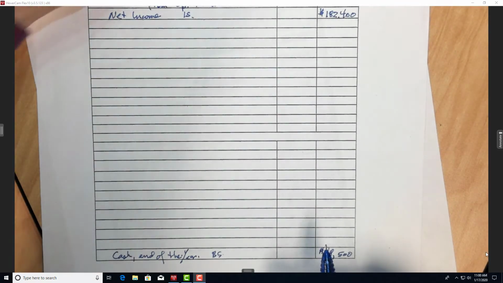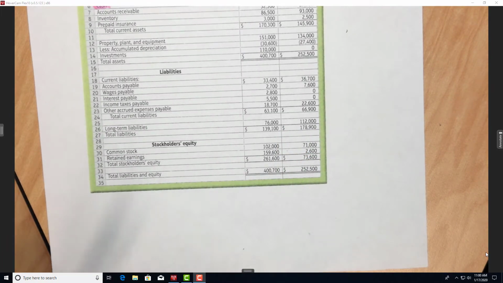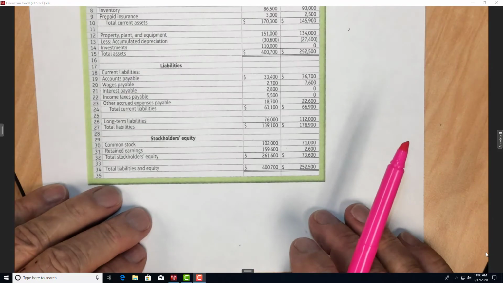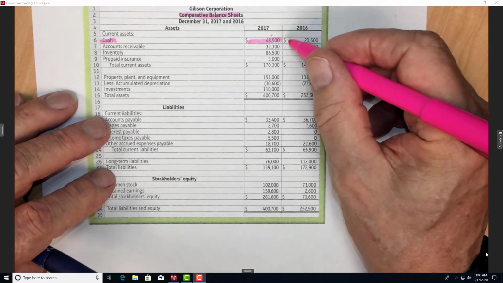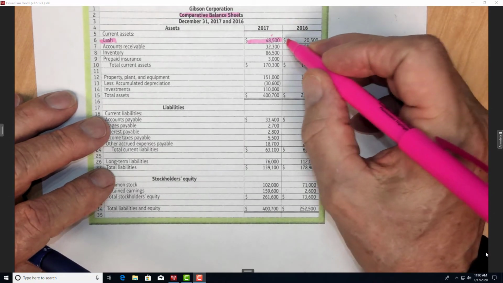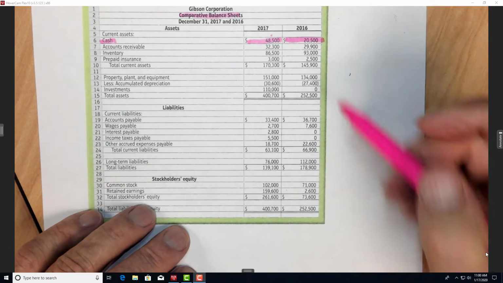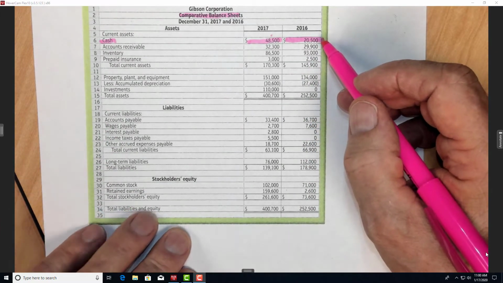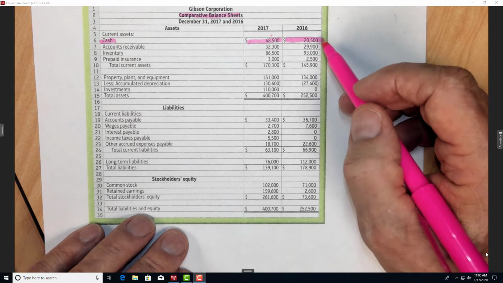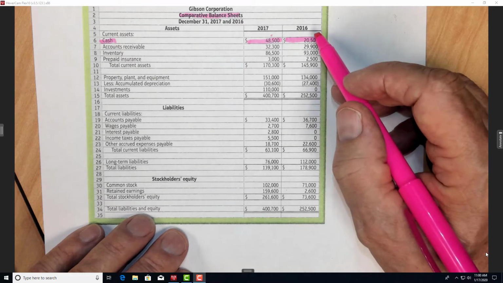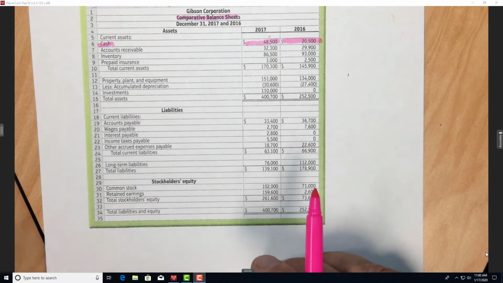And we've got to reconcile. Well, the next thing I want to do is go back to the balance sheet, and look at the cash from the ending of the prior year, $20,500. And remember that in the balance sheet, the ending cash of 2016 becomes the beginning cash of 2017.